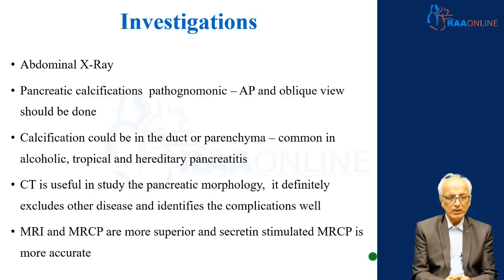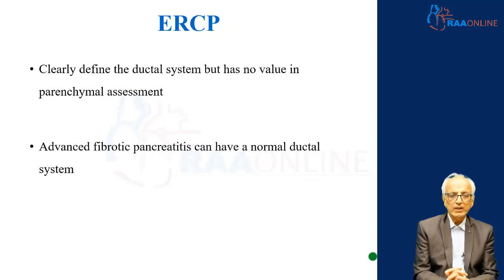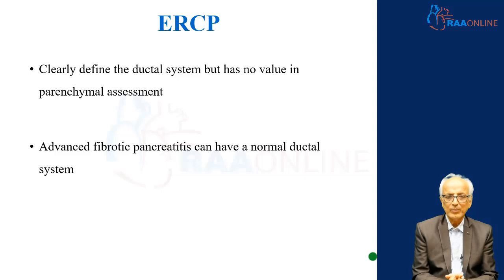Next imaging is CT. CT is useful in study of the pancreatic morphology. It definitely excludes other causes and other diseases and identifies the complications as well. MRI and MRCP are more superior, and secretin-stimulated MRCP is more accurate. ERCP clearly defines the ductal system but has no value in parenchymal assessment. Advanced fibrotic pancreatitis can have normal ductal system.